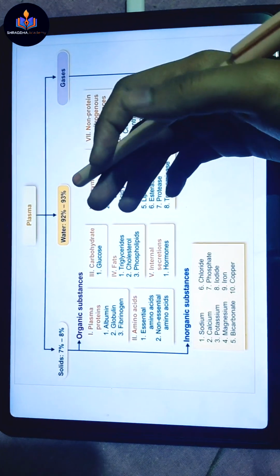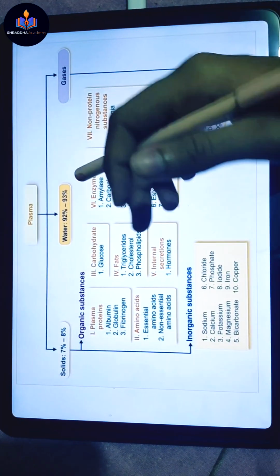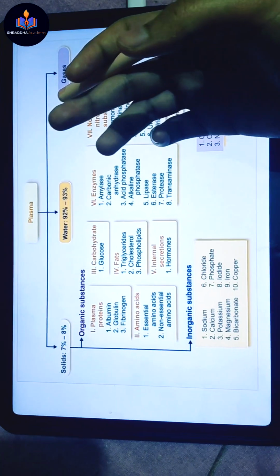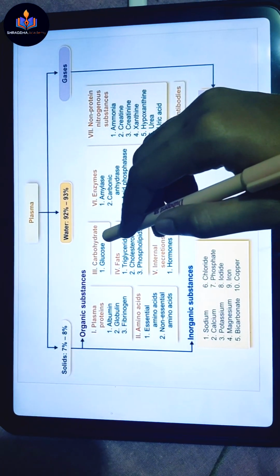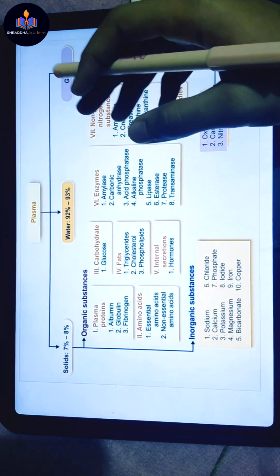If not, for example, a girl faints and falls down, this is the result of a decrease in glucose. If there is a decrease in glucose, this is going to happen.